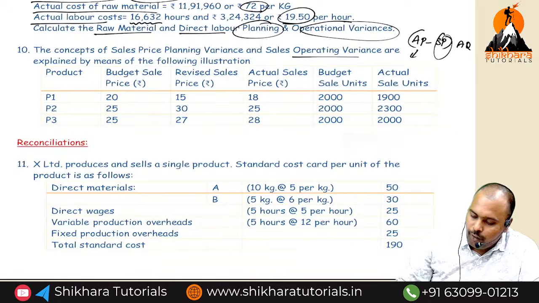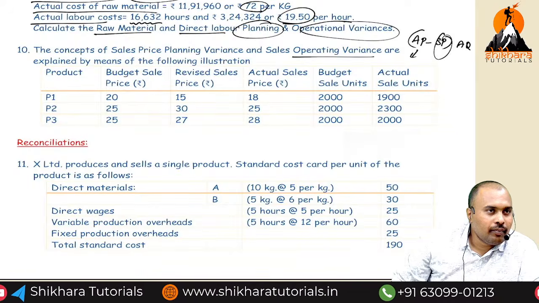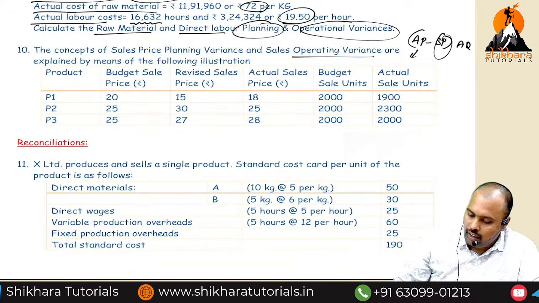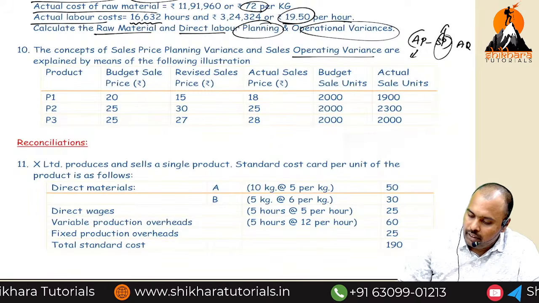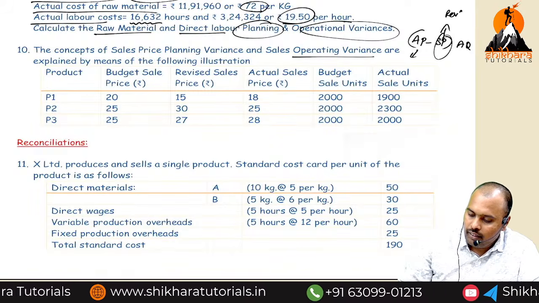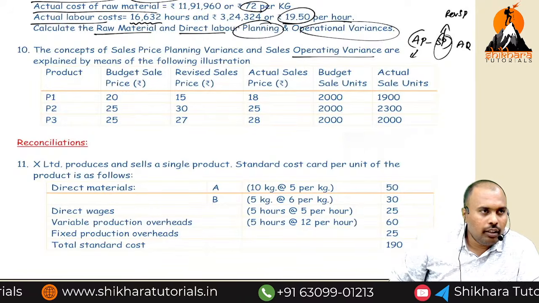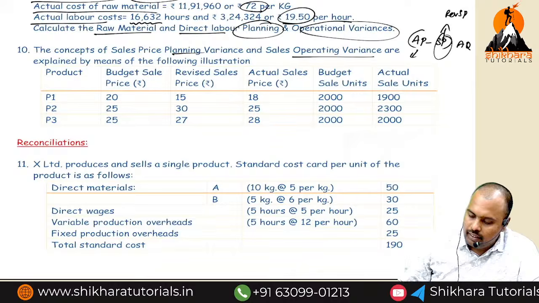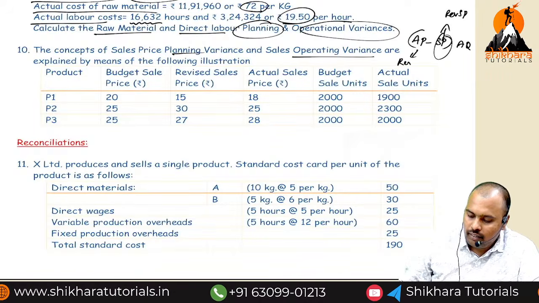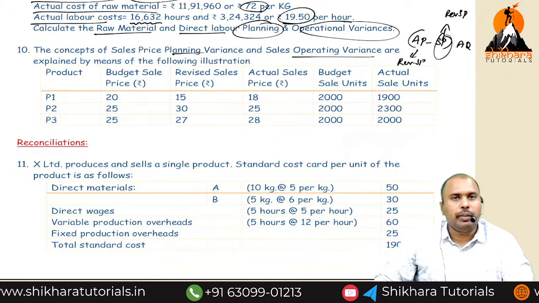What is the operating formula now? Regular formula, but in the place of standard price, you use revised standard price. So actual price minus revised standard price into AQ. And if it is a planning variance, in the place of AP, you take revised SP. So revised SP minus SP into AQ.